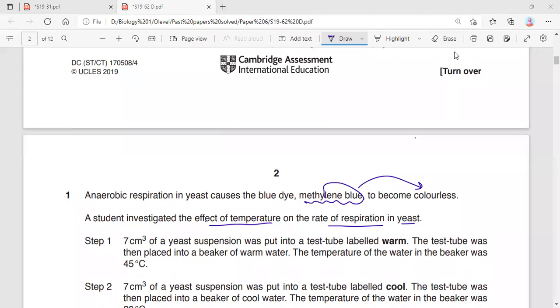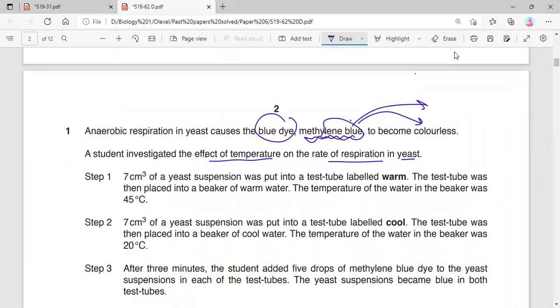Okay, again, anaerobic respiration in yeast causes the blue dye, methylene blue, to become colorless. When the anaerobic respiration works, the blue dye turns colorless. The student wants to investigate the effect of temperature on the rate of respiration. If I'm investigating the effect of temperature, what will I do? I will change the temperature and then check the respiration of the yeast. So you will underline the temperature and write changed variable.